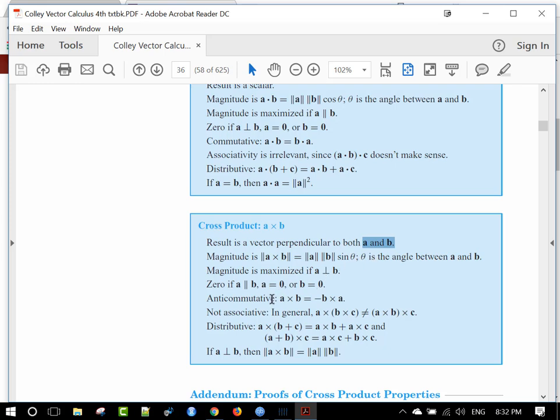It's not commutative, it's anti-commutative, which means A cross B is equal to minus B cross A. It's not associative. This doesn't hold true. It's distributive in this sense. It's also distributive in this sense. And if A and B are perpendicular, then the magnitude of A cross B is just the magnitude of A times the magnitude of B. In other words, when they're perpendicular, this is just 1. And so you just get this part.